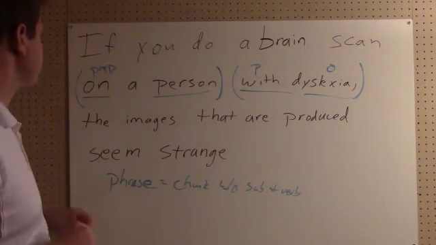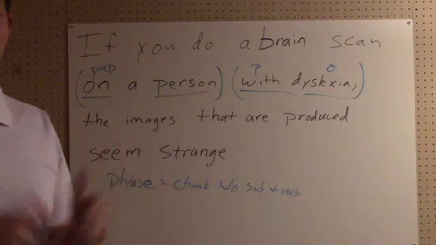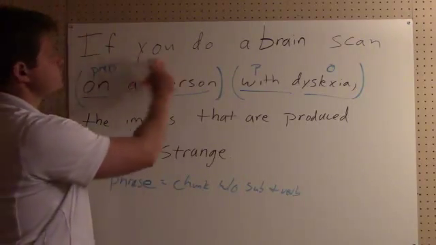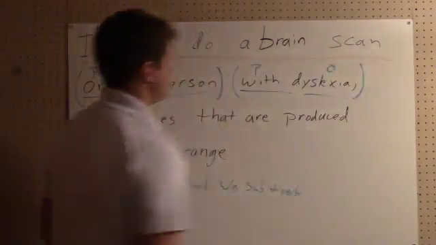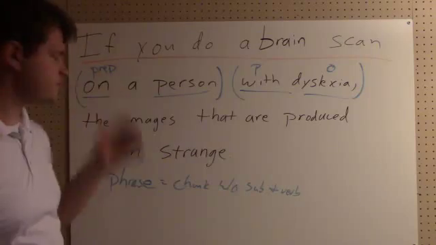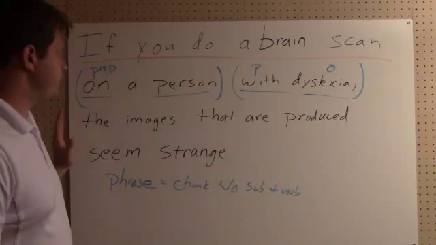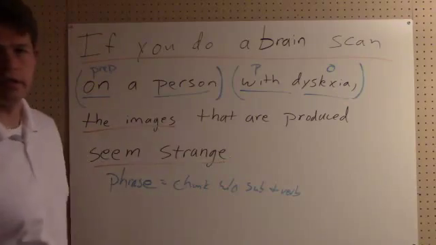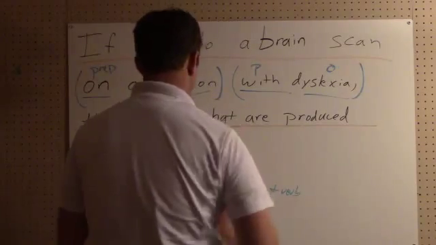So if you do a brain scan, the images that are on a person with dyslexia, the images that are produced seem strange. Well, where's our first set of subject and verb? Well, we have you do a brain scan, right? So we have subject and verb. So here's one clause. We also have the images that are produced seem strange. And so here we've actually got two separate clauses stuck together, and they're not back to back. They're sort of chopped up. So actually, the images seem strange is one clause, and then that are produced is another clause, okay? So they're split up.